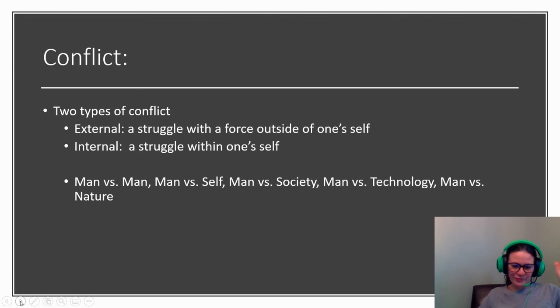Man versus nature. I always think of the Wizard of Oz and Dorothy versus the tornado. You know, you're against the storm and nature, something like that would fall into that conflict. Like I said, there are many others out there. That's just some of the most common ones to share with you.